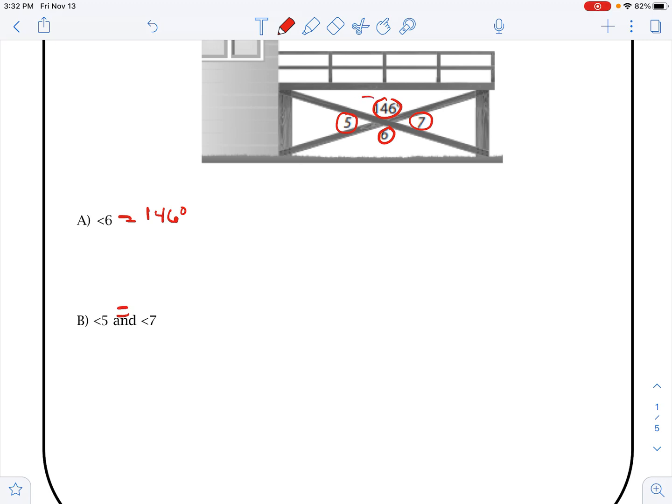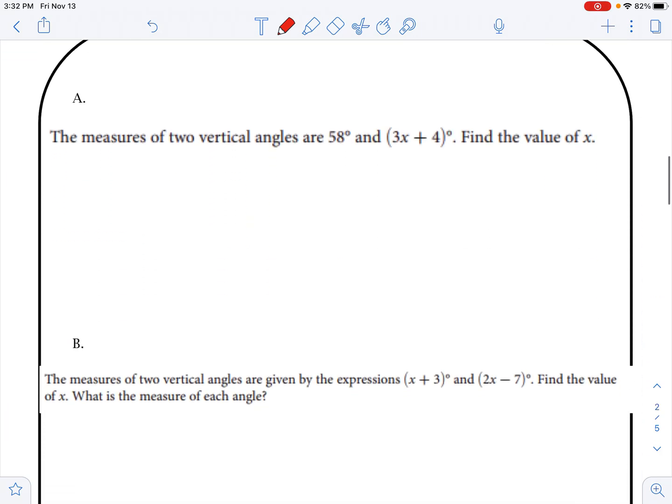But in order for me to get them, I could say angle 5 plus 146 degrees equals 180, or I could have said angle 7 plus 146. So we just subtract the 146, and we get angle 5 is equal to 34 degrees. If angle 5 is 34 degrees, angle 7 will equal 34 degrees as well because they're vertical.